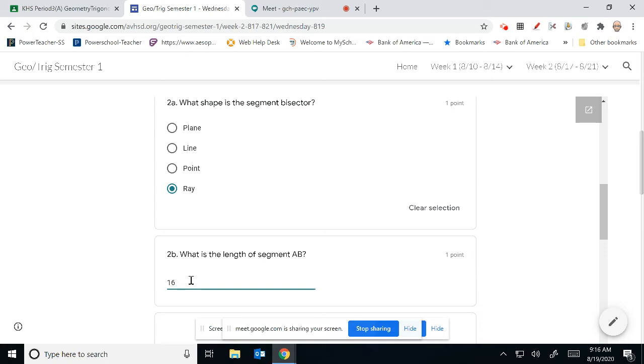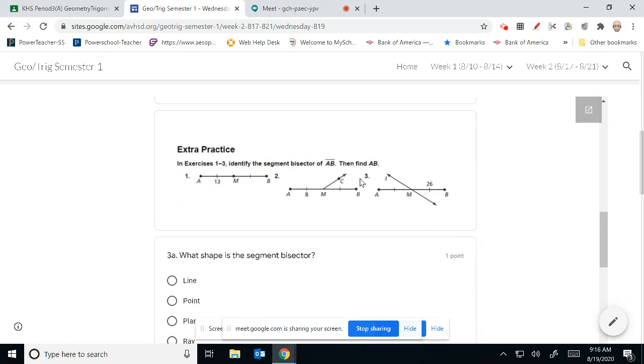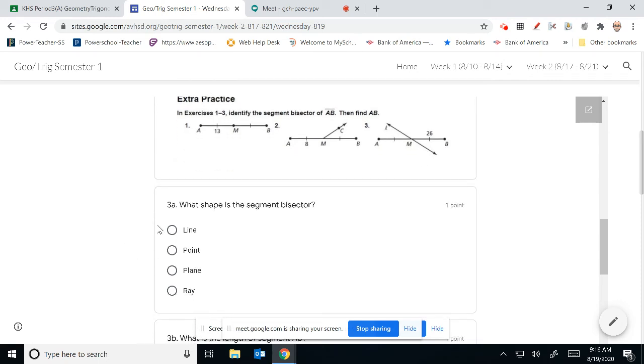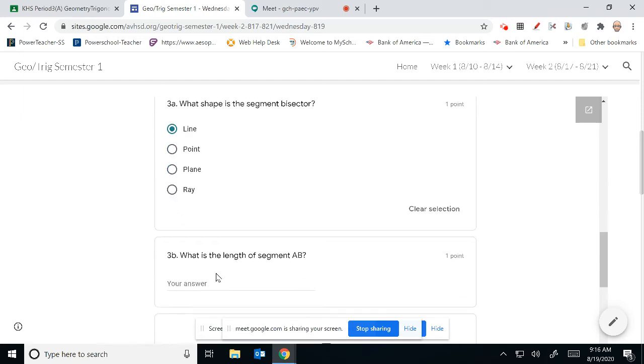And then number 3, this time the segment bisector that's going through the midpoint is a line with a little L, so it's a line. The line is our segment bisector, and if both sides are 26, 26 plus 26, you get a 52 for that one.